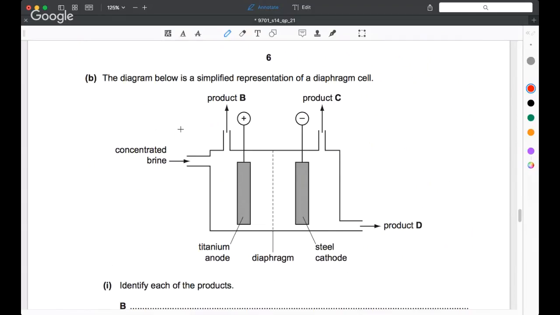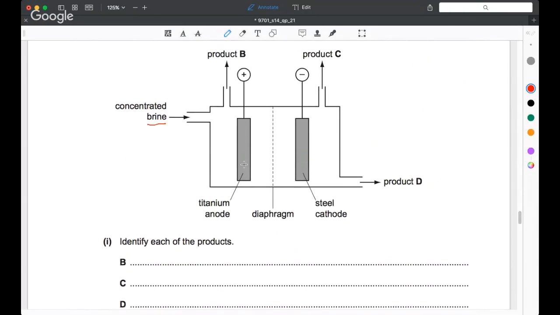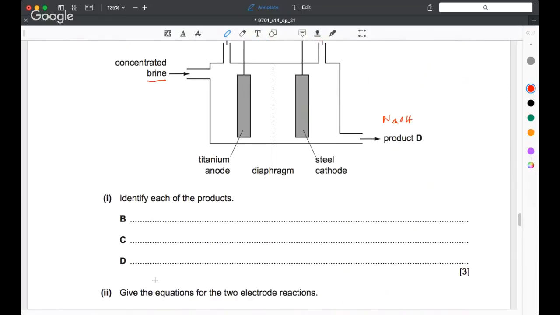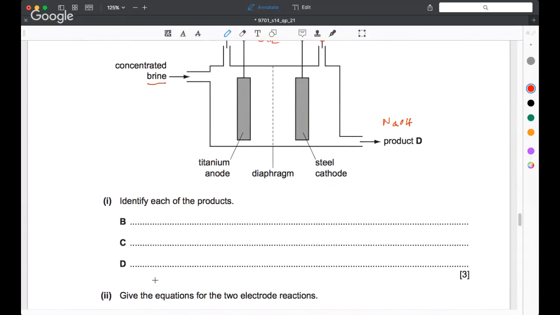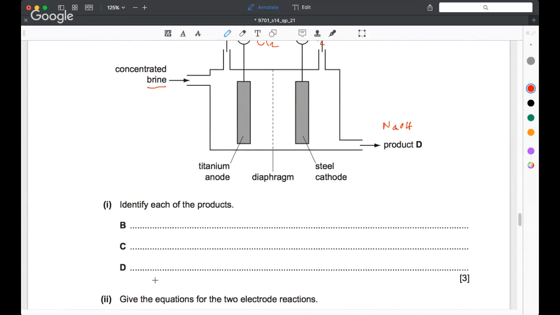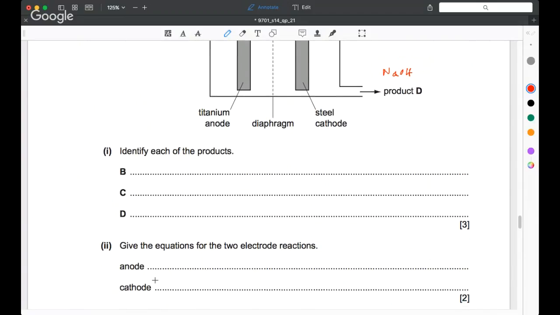This is the industrial electrolysis of sodium chloride solution, concentrated brine. And what you get coming out here is chlorine gas. What you get coming out here is hydrogen gas. And what comes out here is a solution of concentrated sodium hydroxide. So you just had to put, I've done it, haven't I? Chlorine, hydrogen, and sodium hydroxide as the products of the electrolysis of sodium chloride solution, brine.